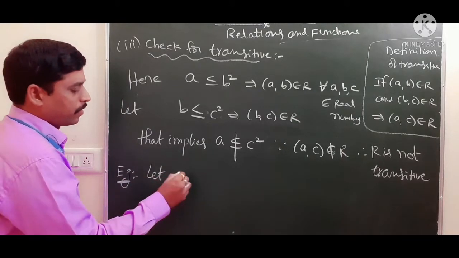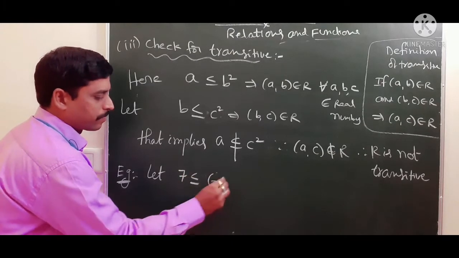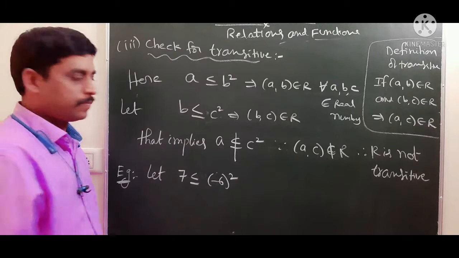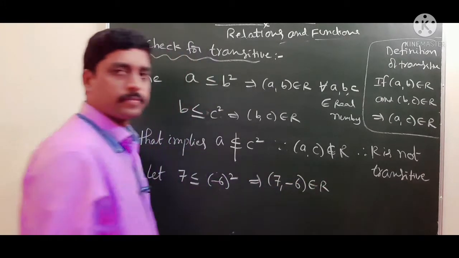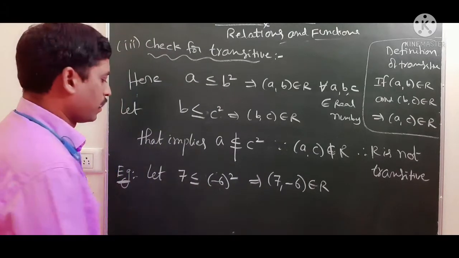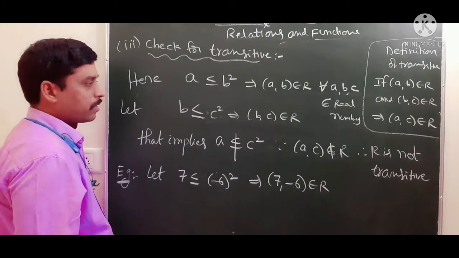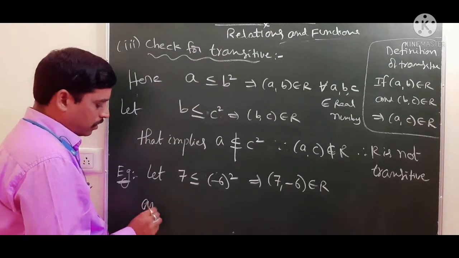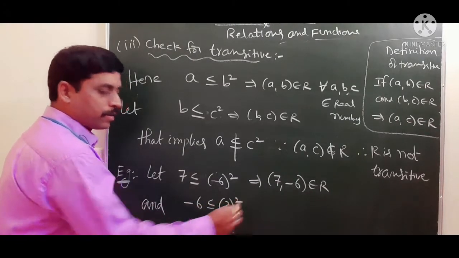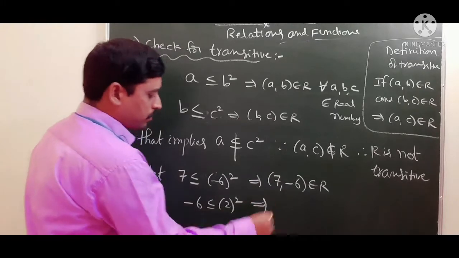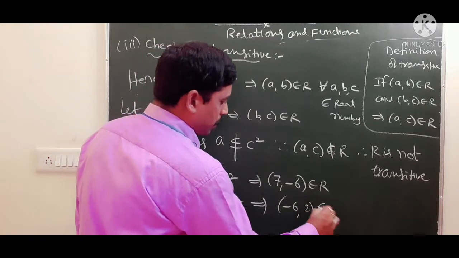Let us take 7 less than or equal to minus 6 whole square. This is always true. So 7 and minus 6 belongs to R. Is it clear? Okay. So A less than or equal to B square, so 7 less than or equal to minus 6 whole square. So now, minus 6 less than or equal to 2 square. This is always true. So let us take the minus 6 and 2 combination. So minus 6 and 2 belongs to R.